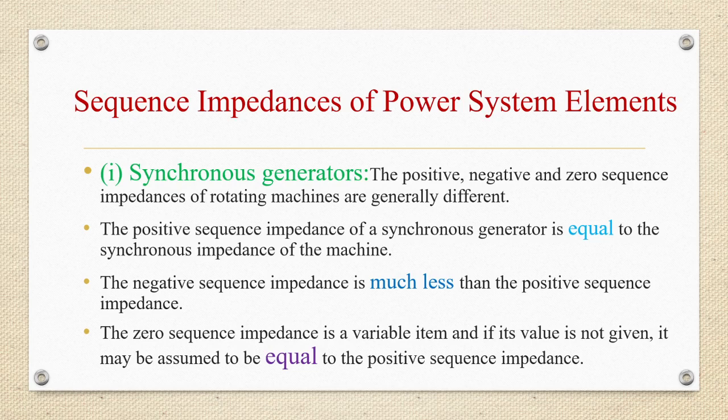So these are our explanations. We are not going to consider the entire topic here. We are just giving a small explanation that for a synchronous generator, positive, negative and zero sequence impedances of rotating machines are different. Positive sequence will be equal to the synchronous impedance of the machine, negative sequence will be less than positive sequence, and zero sequence impedance will be assumed to be equal to positive sequence impedance.